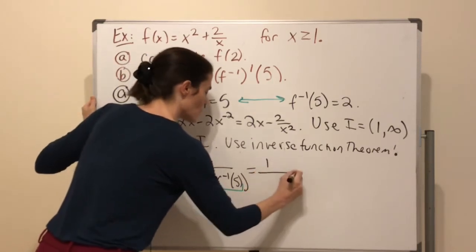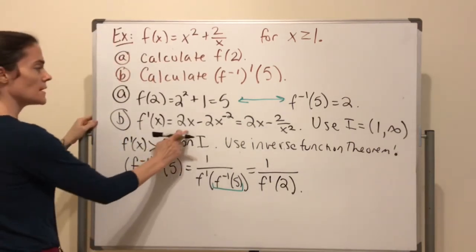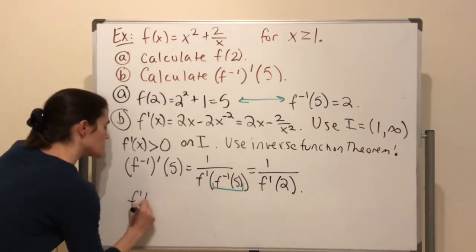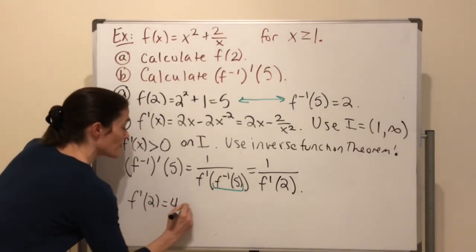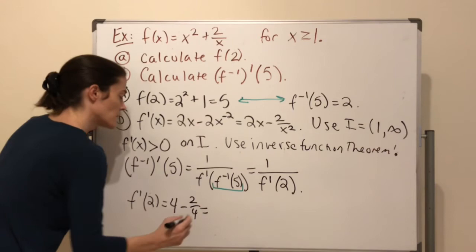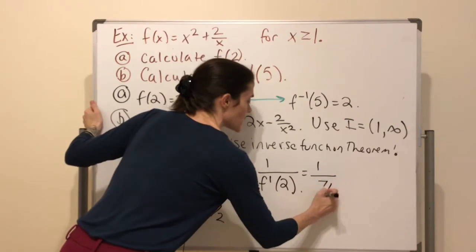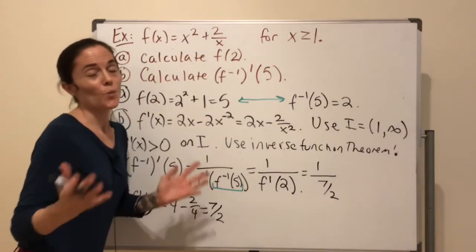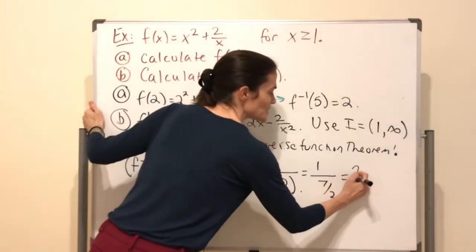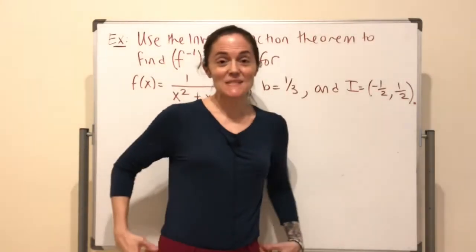So we have this part. This is 1 over f prime of 2. And then f prime is here. F prime of 2, maybe I will write this here. This is 4 minus 2 over 4. 4 minus a half is 7 halves. This is 1 over 7 halves. Typically, we don't want to leave a fraction in the denominator, so we invert and multiply. This is 2 divided by 7. This will be my last example.